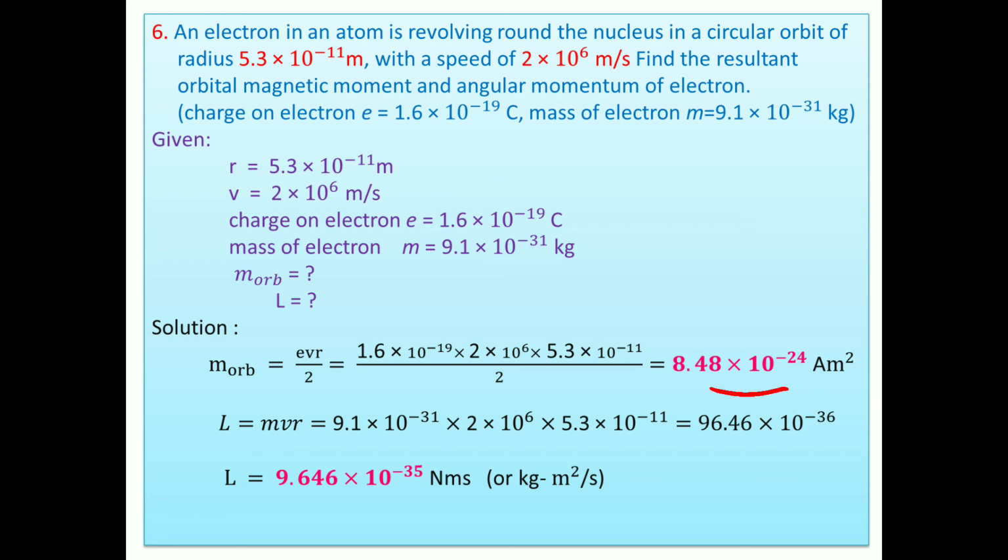This is your answer. Then angular momentum equals m v r. M is the mass of the electron, 9.1 into 10 raised to minus 31. Velocity is 2 into 10 raised to 6. And radius is given 5.3 into 10 raised to minus 11. After calculation, it is 96.46 into 10 raised to minus 36. Thereafter, you can shift the decimal, 9.646 into 10 raised to minus 35 Newton meter second, or you can take kilogram meter square per second also. Another unit you can use.